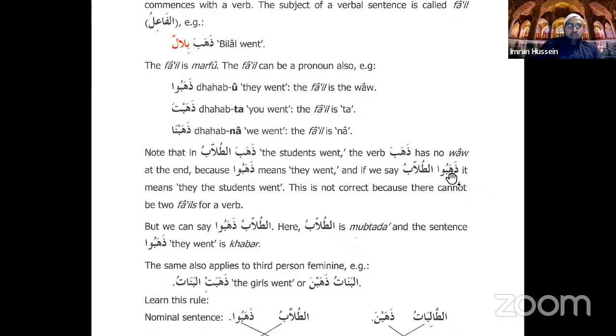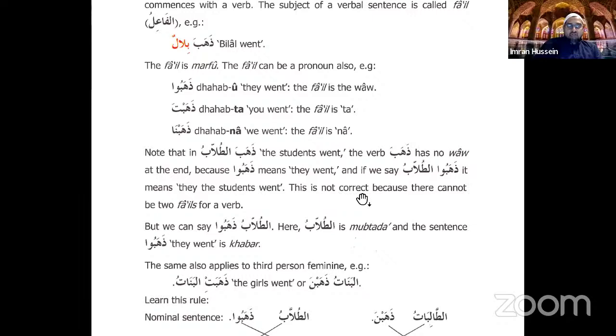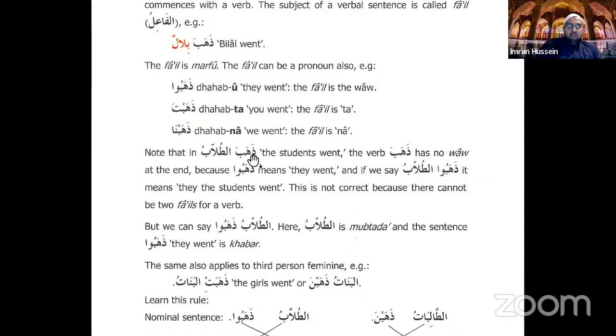Because you are having a plural, the waw that means they, and then you have at-tullabu, which is the students. As I said, it means they, the student. This is not correct because there cannot be two doers for a verb. So what you need to do is bring in a singular verb, dhahaba at-tullabu. So the verb remains singular and the doer of the verb can be plural. Dhahaba at-tullabu. The translation will be the students went.